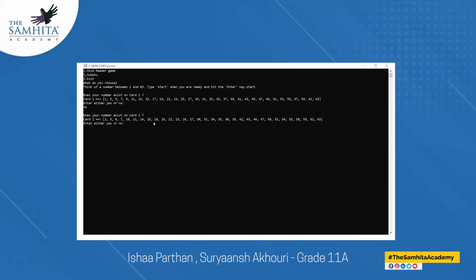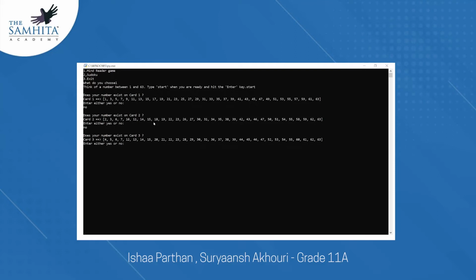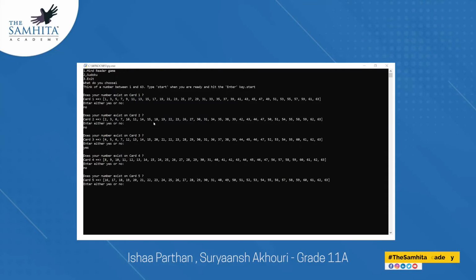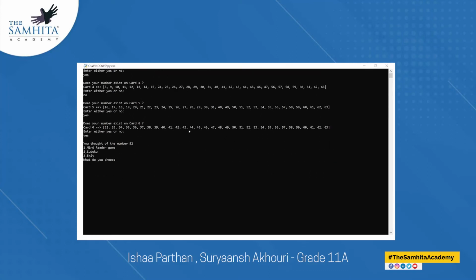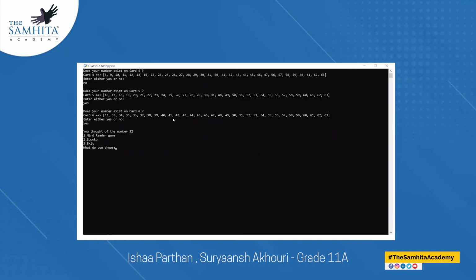It's not there on this one as well. We can see the number over here. The number isn't on this one. 52 is there on this, and it's there on this. So as you can see, the program guessed the number 52. This can happen with any number.